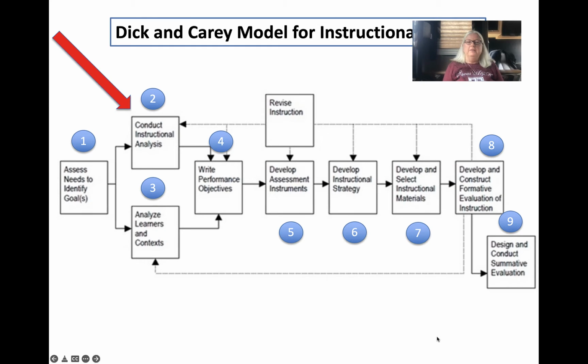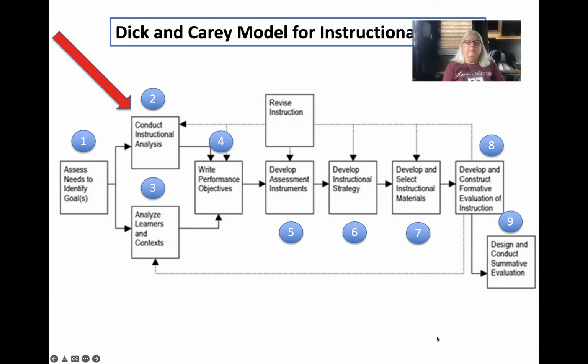If you recall the Dick and Carey model, we started at step 1, where we assessed the needs. So we had to determine whether there was an issue or problem that could be solved by training or instruction. Once we do that, we identify a goal. We come up with a goal statement that describes the behavior that the learner will be doing once they meet the goal of the training.